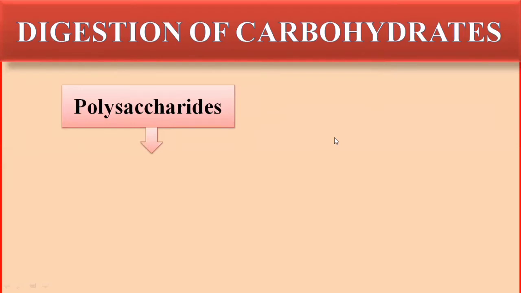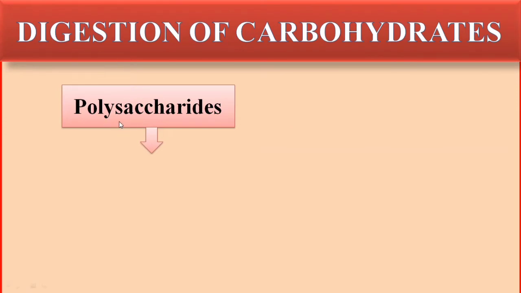Digestion of carbohydrates involves the conversion of more complex carbohydrates into simple ones. The complex structures of carbohydrates are known as polysaccharides. Poly means many, so polysaccharides are complex structures made up of many saccharide units held together through glycosidic bonds. In digestion, the enzymes act specifically on the glycosidic linkages and break these bonds. That's why these enzymes are known as glycosidases.